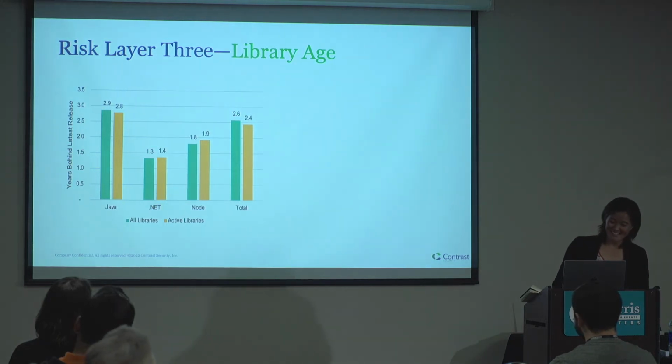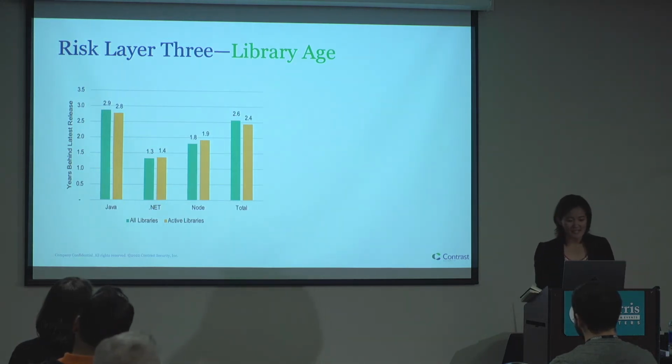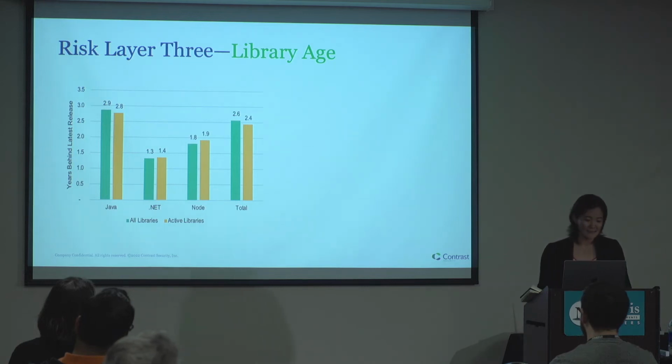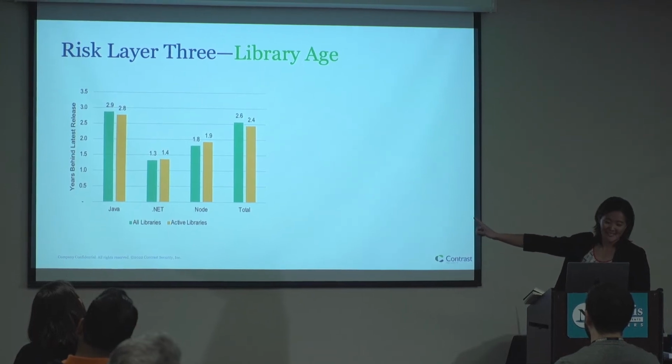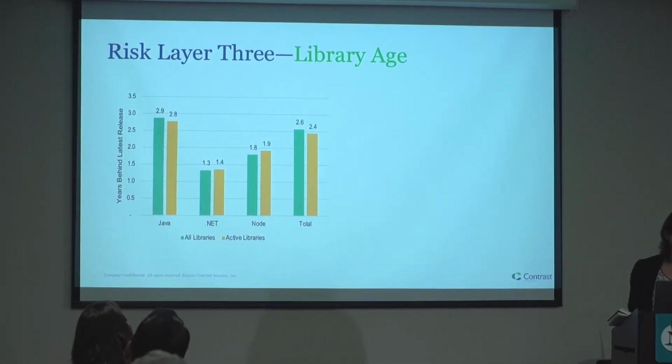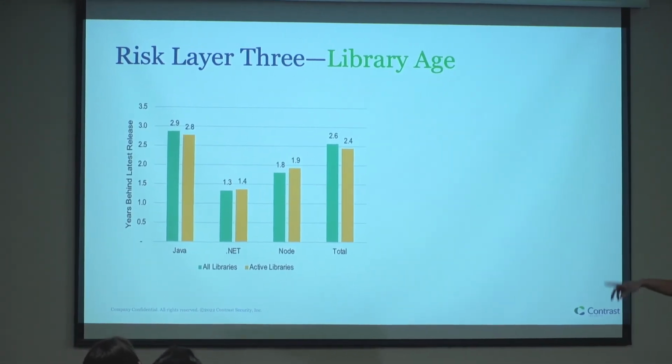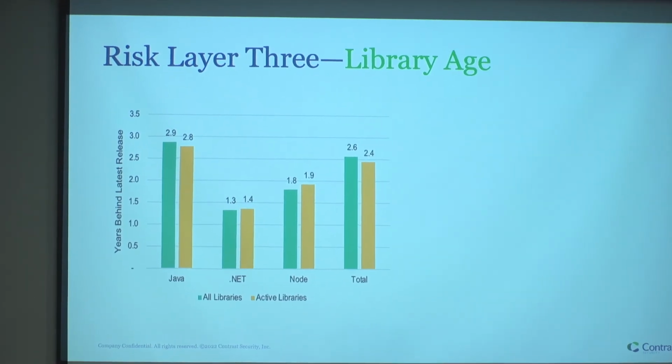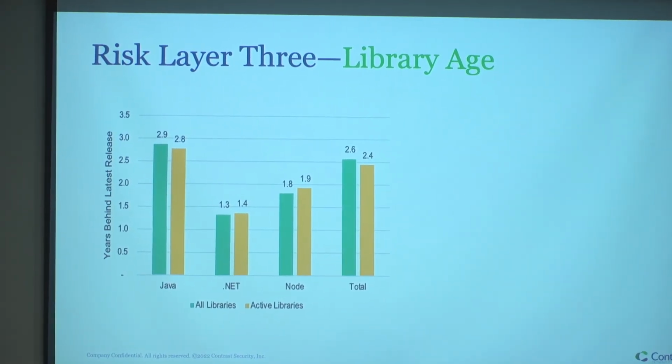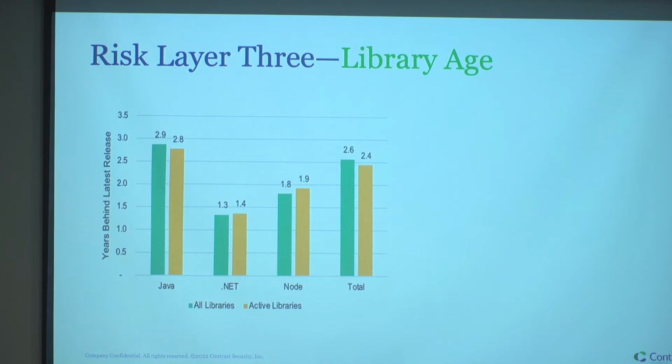Risk layer 3, library age. Now this one's important. What did I say it was? 6.2 times more vulnerable as it ages. And it takes 4 years on average to discover a vulnerability in open source. Here are some more averages for you. In Java, the average library is 2.9 years old. .NET, 1.3. Node, on average, 2.6.